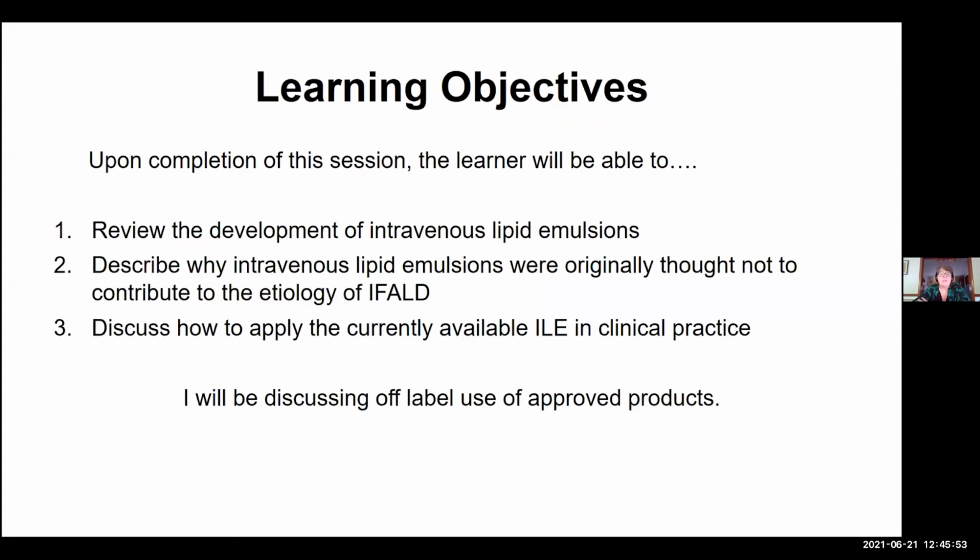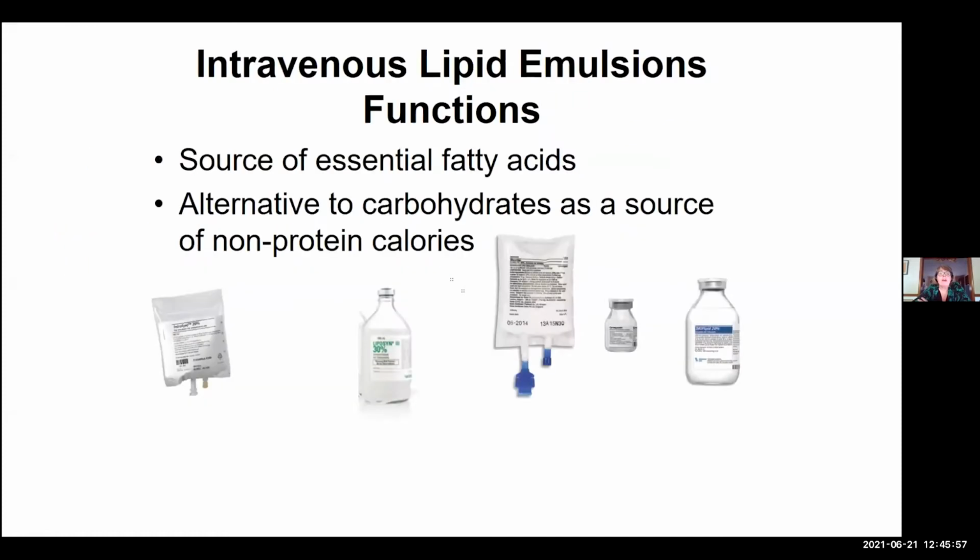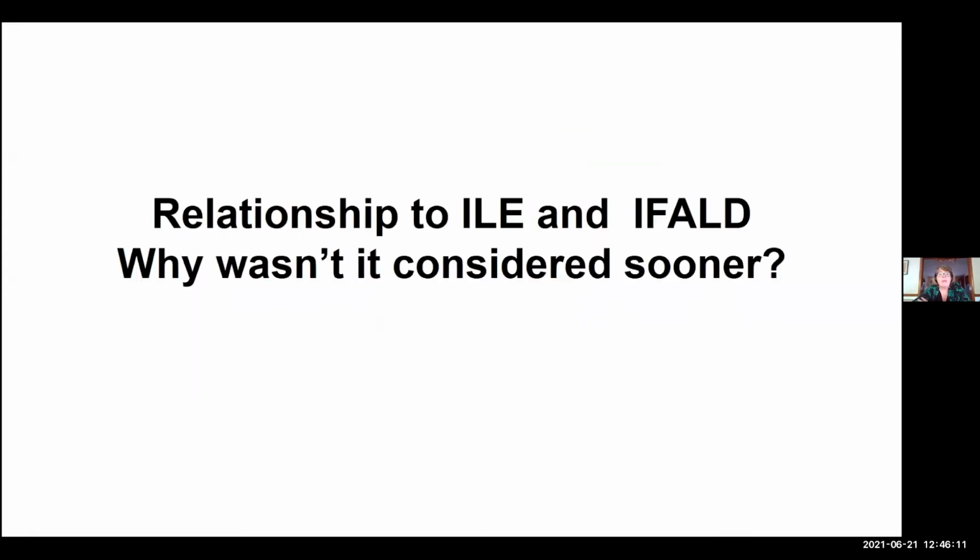And of course, I'll be talking about off-label use of approved products. And for those of you who may or may not know, IV lipid emulsions were developed for patients receiving parenteral nutrition as a source of essential fatty acids and as an alternative to carbohydrates as a source of non-protein calories. And so why didn't we figure out why the lipids were the bad player and predisposed patients to IFALD? Why wasn't it considered sooner?